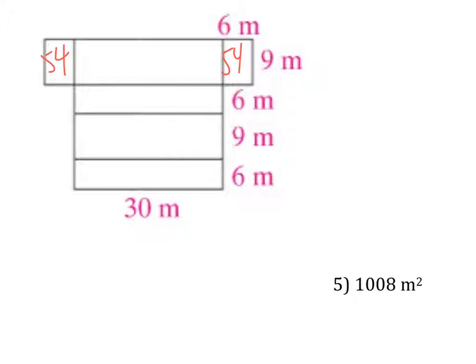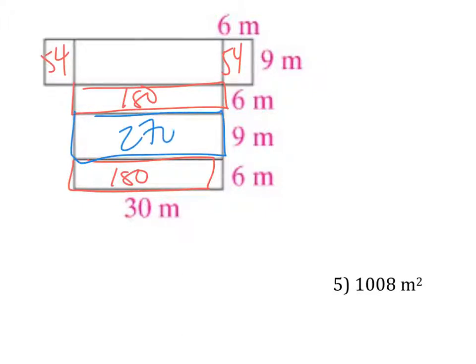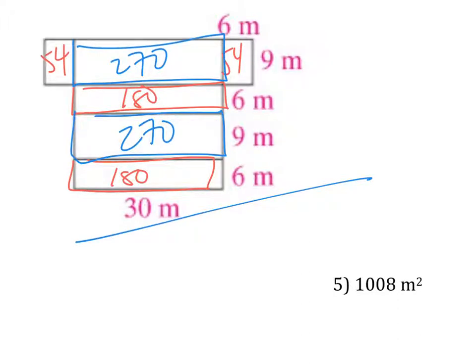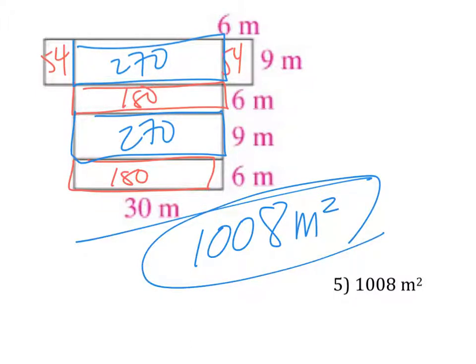Then we have right here 30 by 6. Well, that is 180. And we actually have 2 of those. This one here as well. Then we have 30 times 9, which is 270. That's what this one is too, 30 by 9, 270. Now you just add them all up. So we add up the 54, 54 and the 54 and the 270 and the 180 and the 270 and the 180, and we get a grand total of 1008 meters squared.